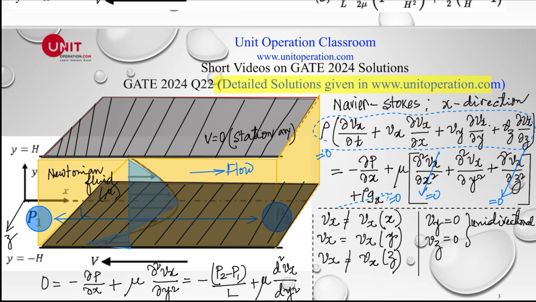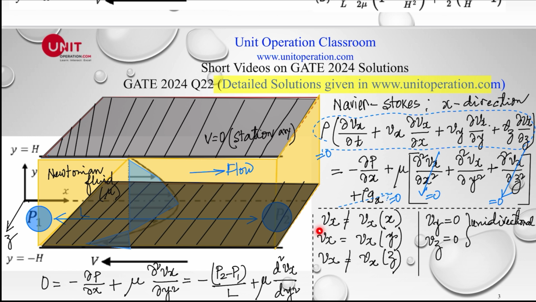At y is equal to plus h, velocity v is equal to 0, and at y is equal to negative h, velocity is negative v in this direction. This is my x direction, this is my y direction, and this is my z direction. So we have to apply the Navier-Stokes equation in the x direction, which is given here. Before that, let's look at the velocity vectors.